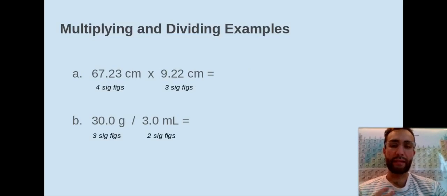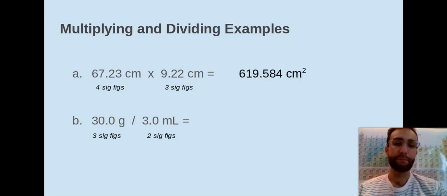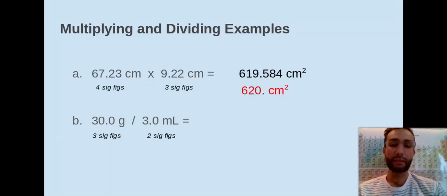In example A, we have 67.23 centimeters. That's 4 sig figs. And then we're going to multiply by 9.22 centimeters, 3 sig figs. My answer can only have as many sig figs as the term with the least number of sig figs. In this case, 3 sig figs is smaller than 4, so my answer can only have 3 significant figures. First, we're going to do our math. Next, we're going to round it. Again, I can only have 3 sig figs. You're going to go ahead and try example B.